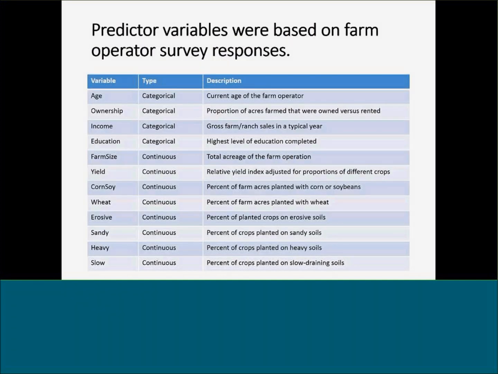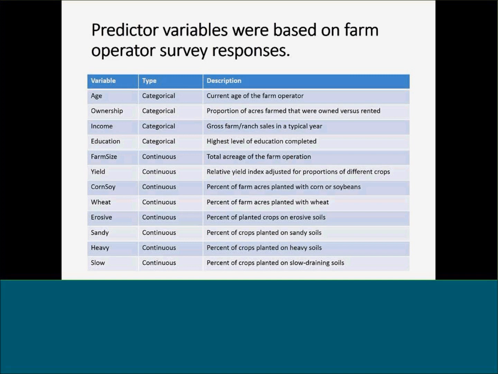And so these are the predictor variables we looked at. We wanted to do this based on the farm operation as the unit of study, rather than some geographic unit. So essentially, we derived all of our predictor variables from various other questions that were asked in the survey.